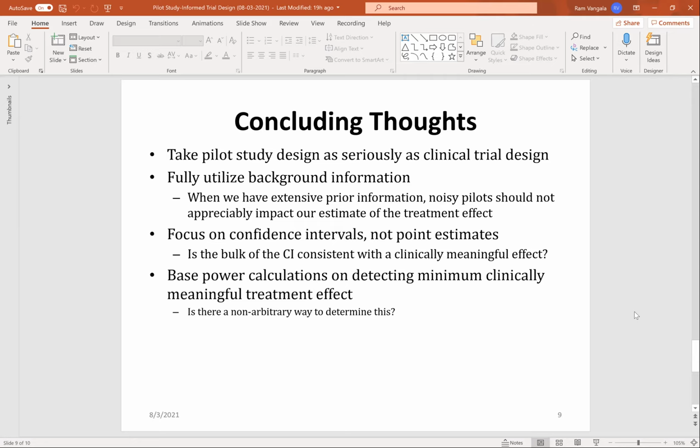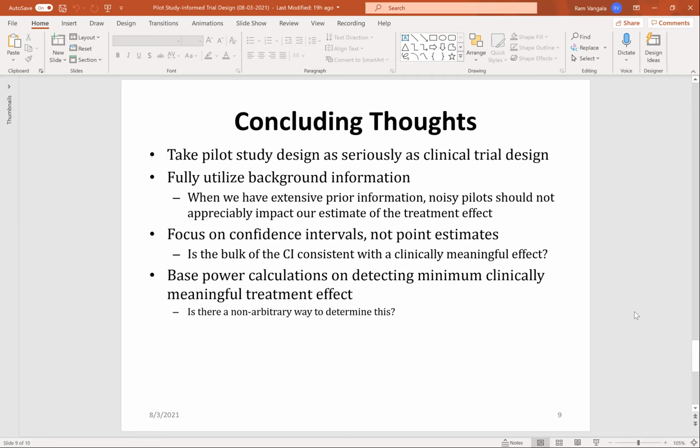And so I think utilizing the information that we do have is really critical. But now you might say, well, I'm not in a position to change the study design for the pilot because I only have as many subjects as I have. I only have as many resources as I have. And I don't have that much background information. So what should I do? I really need to run this noisy pilot.